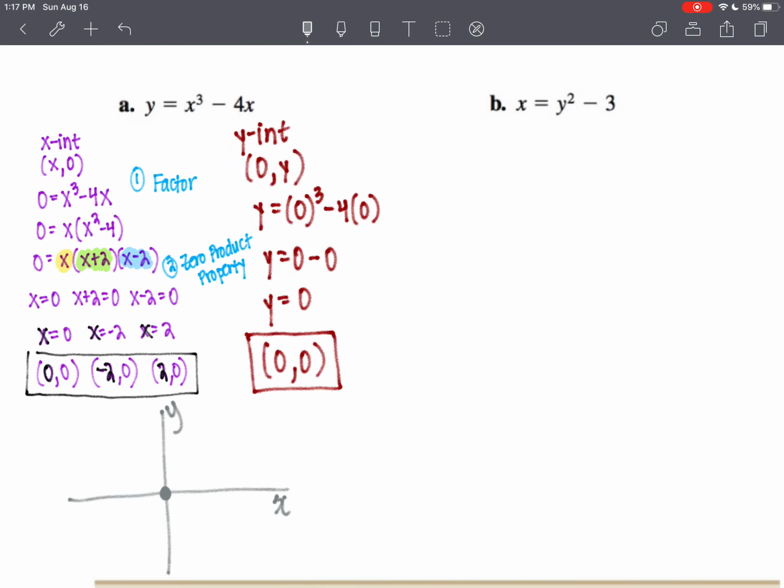Okay, so let's try again. Our x-intercept and our y-intercept. So the x-intercept, we're going to put a 0 in for y, so this time I have x equals 0 squared minus 3. Well, that means I have an x-intercept at negative 3, 0.